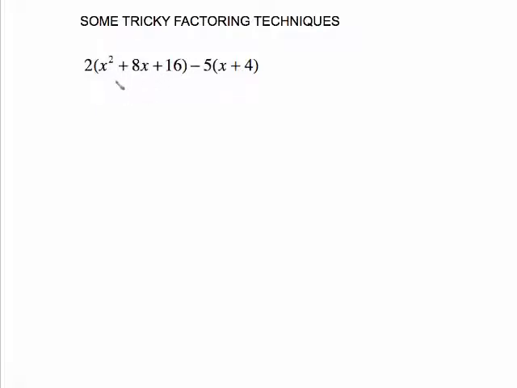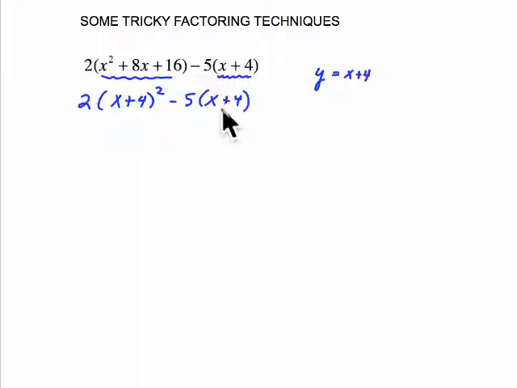And what I notice here is x squared plus 8x plus 16 is a perfect square trinomial. And it just happens to be the perfect square trinomial of that x plus 4. So I would like to write this as the quantity x plus 4 squared minus 5 times that x plus 4. And the reason that is beneficial is that this now can be thought of like a quadratic form. And I'm going to use substitution here and say let y equal x plus 4, just because when we make that substitution, it's going to be easier for us to factor this polynomial.